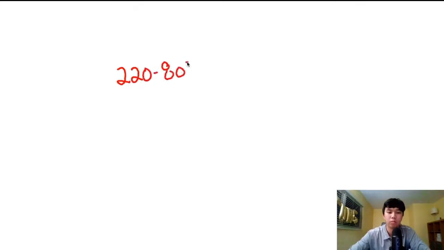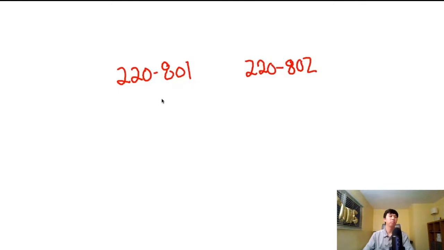Now, the test, because there's so much information, is actually broken up into two different tests. There's 220-801 and 220-802. When you complete both of these exams, you will receive your A+ certification from CompTIA. Now, 801 is supposed to cover more facts. What is a computer? What is a CPU? What is a display? And so on. 802 is supposed to be more about setting up those and troubleshooting them.